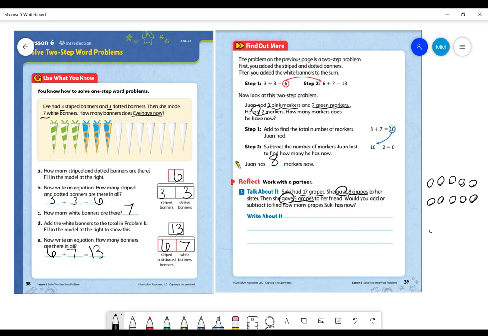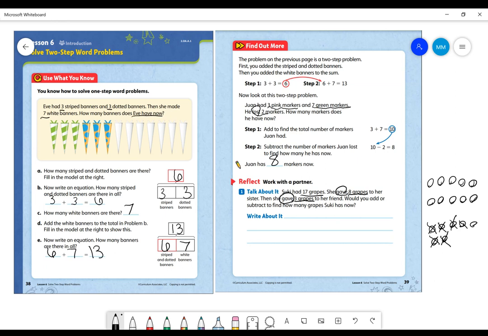There's 10 plus 7 more. 4, 5, 6, 7. She gave 8 grapes to her sister. If I am giving something away, am I keeping them or losing them? I'm losing them, right? So I'm going to lose how many grapes does Suki give? She gives 8, so I'm going to cross out 8.